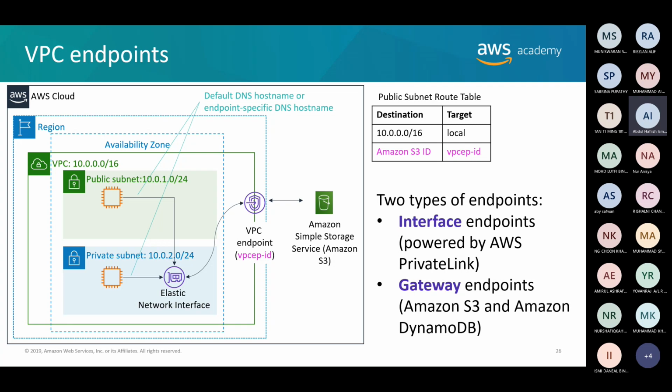So there are two types of endpoints. So interface endpoint, powered by AWS PrivateLink, or gateway. Panggil gateway endpoints untuk Amazon S3 and Amazon DynamoDB.